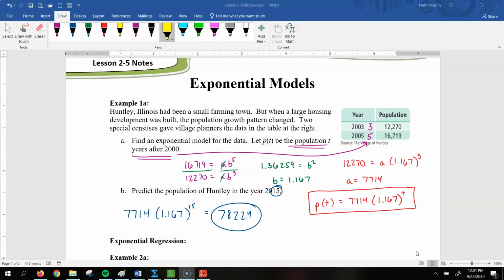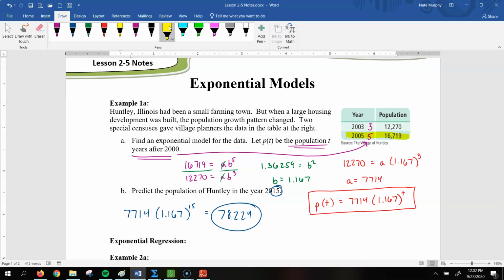Now, this process is the exact same as the previous lesson. We did a bunch of examples, like 3 different examples like this. So that's why I already have this up on the screen, so you can just see the process is the same. Just to review, you always start with the coordinate with the largest x value. So in this situation, that would be this one here, where x would be 5 and our y value, our population, is 16,719.